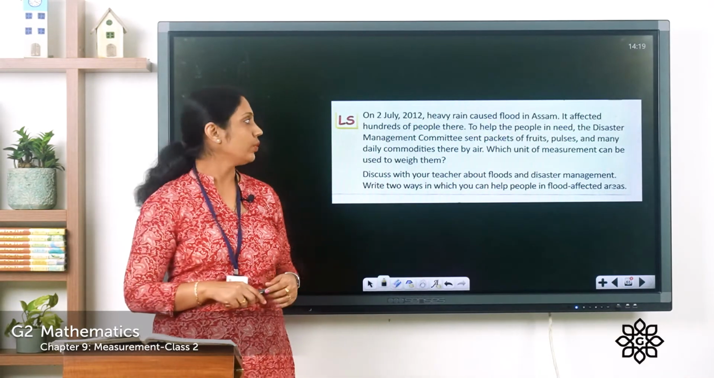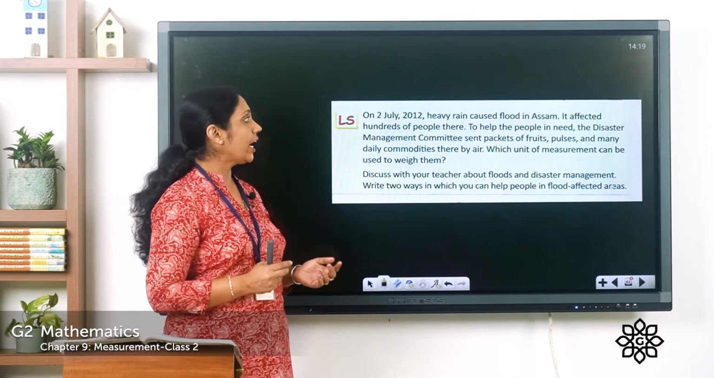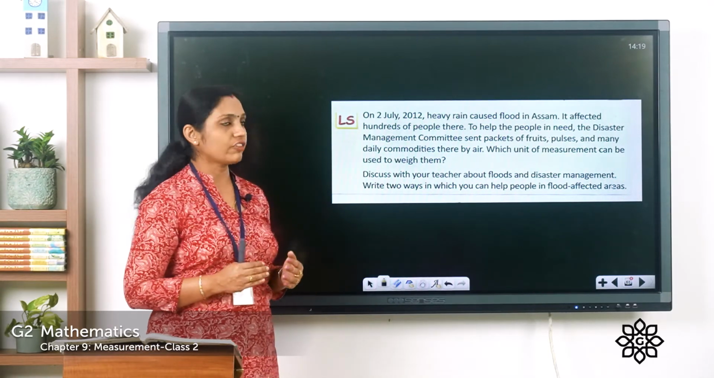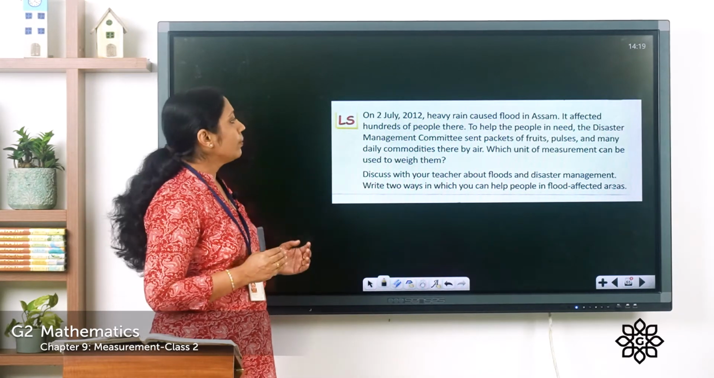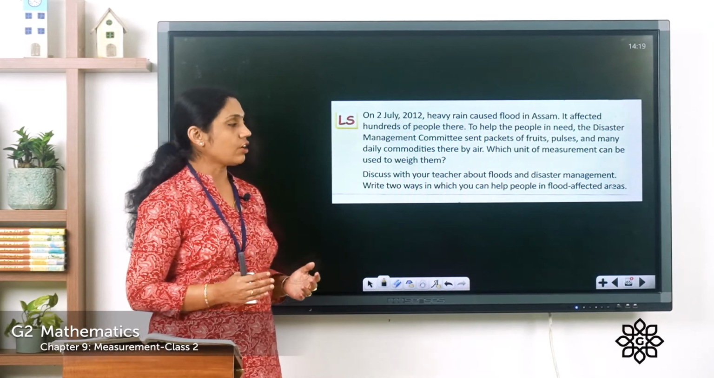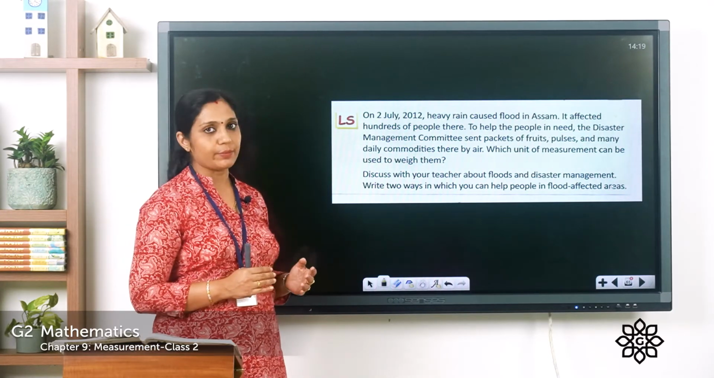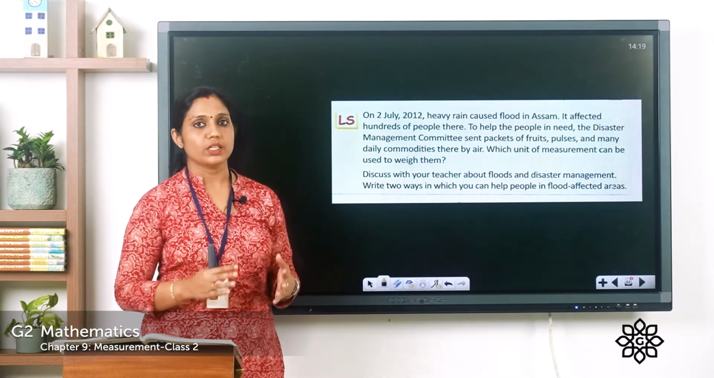Next we have, on 2nd July 2012, heavy rain caused flood in Assam. It affected hundreds of people there. To help the people in need, the Disaster Management Committee sent packets of fruits, pulses and many daily commodities there by air. Which unit of measurement can be used to weigh them? So what is it given?